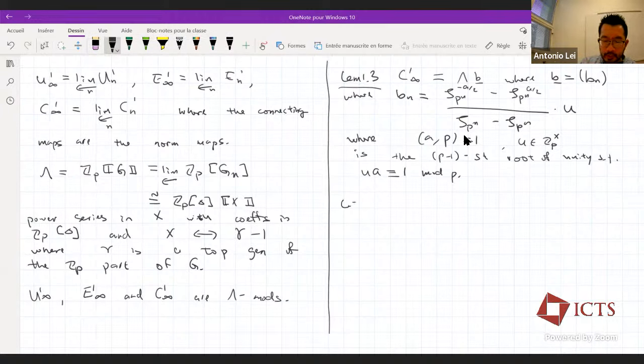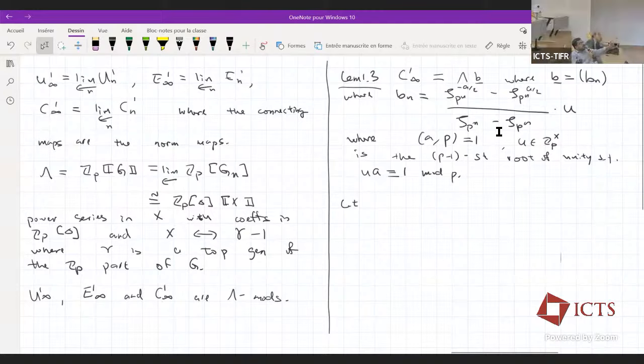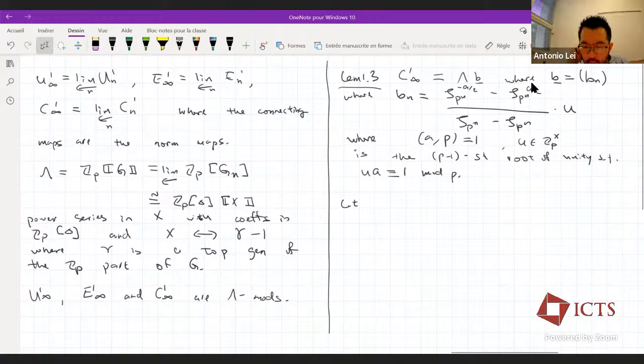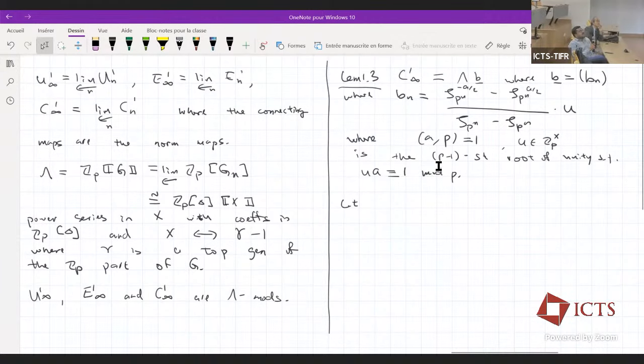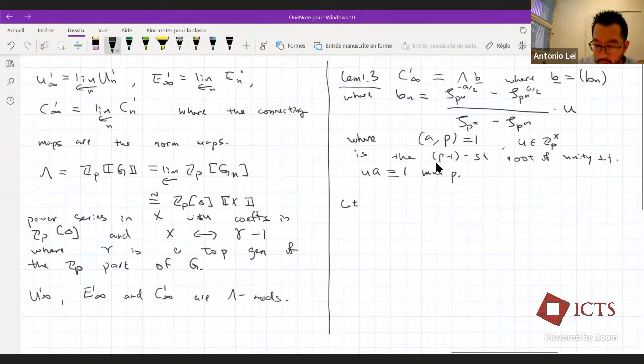Sorry, in the denominator of B_n, there is an inverse missing. Oh, denominator, I see. Oh, yeah, of course. Yeah, sorry. Otherwise, that's not a very nice element. Sorry about that.